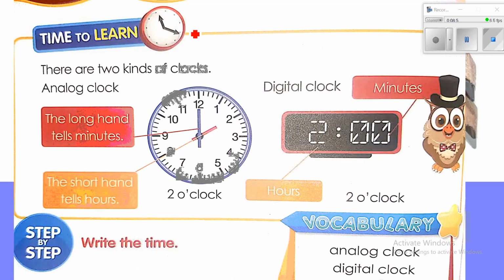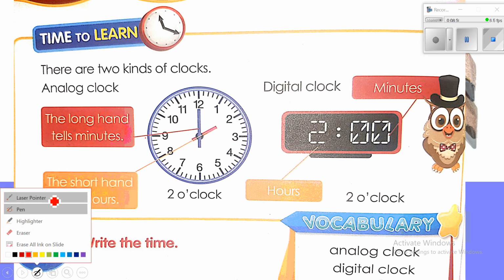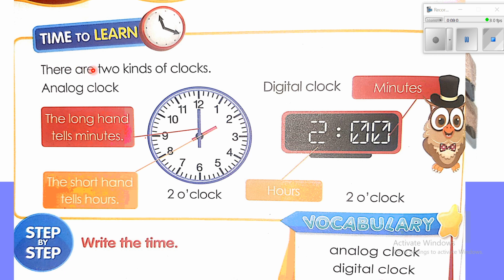Yes, again. So here it is. I bring my pointer. There are two kinds of clocks. Analog clock, this one. Digital clock, this one. Analog clock, we have long hand, tells the minutes. The short hand tells the hour.